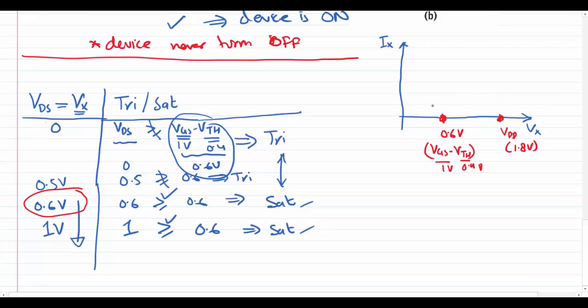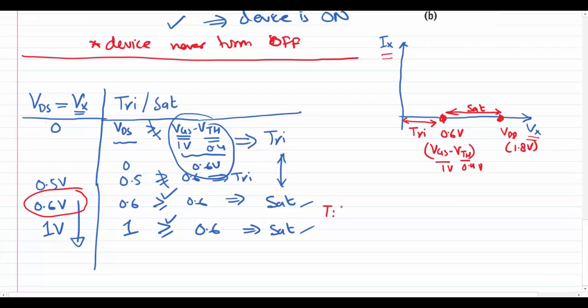The device is always on, but before that, in this region, the device operates in a triode region, and beyond this, the device operates in the saturation region. So now that we have decided the mode of operation of the MOSFET, let's draw the current Ix curve.